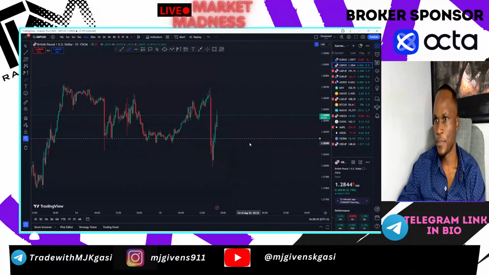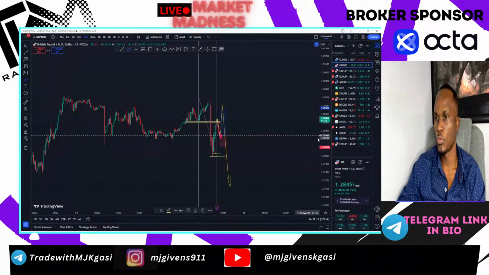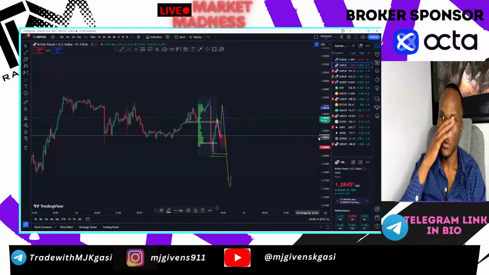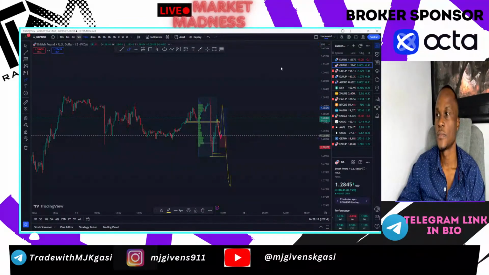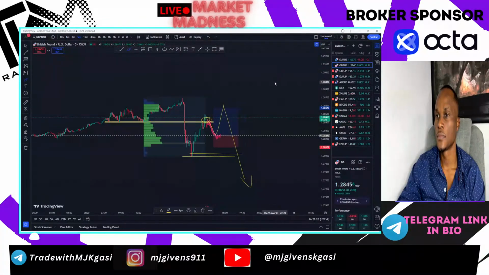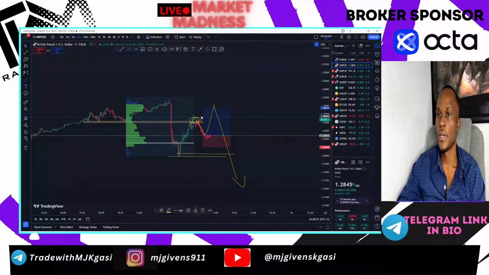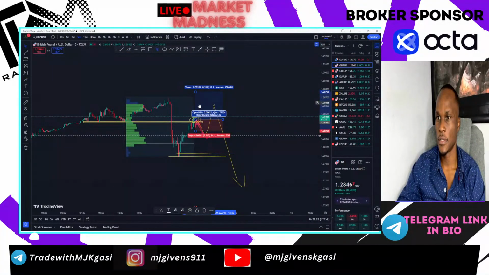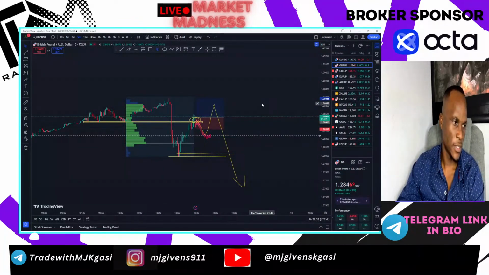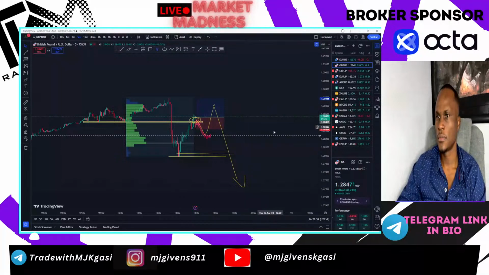Look at that British pound go. Look at it go. Right, by looking at these candlesticks here, reload here. What time is it? 4:30.